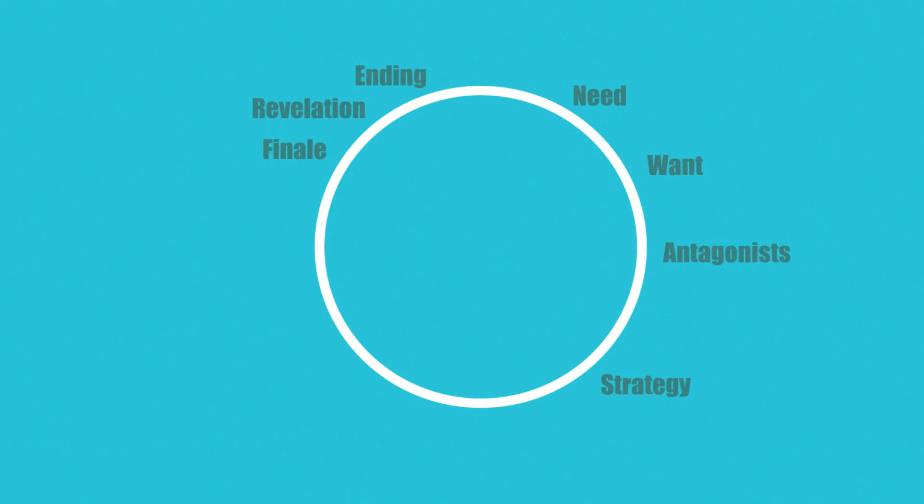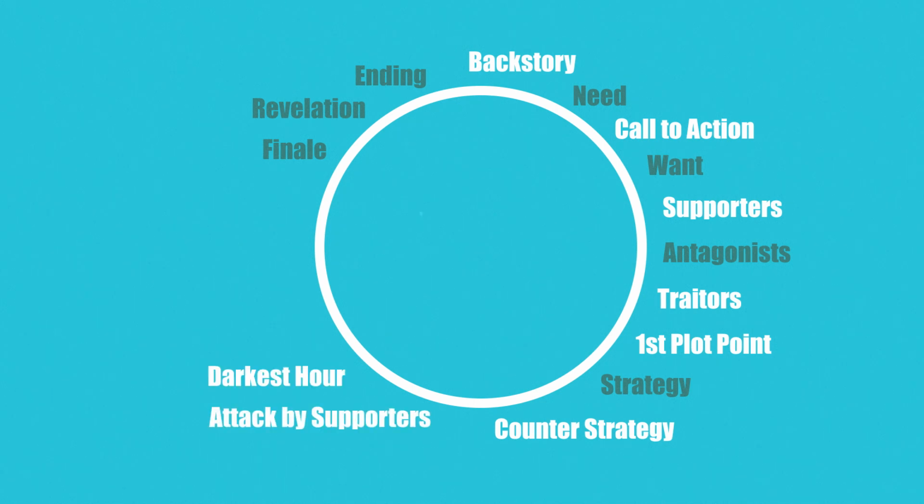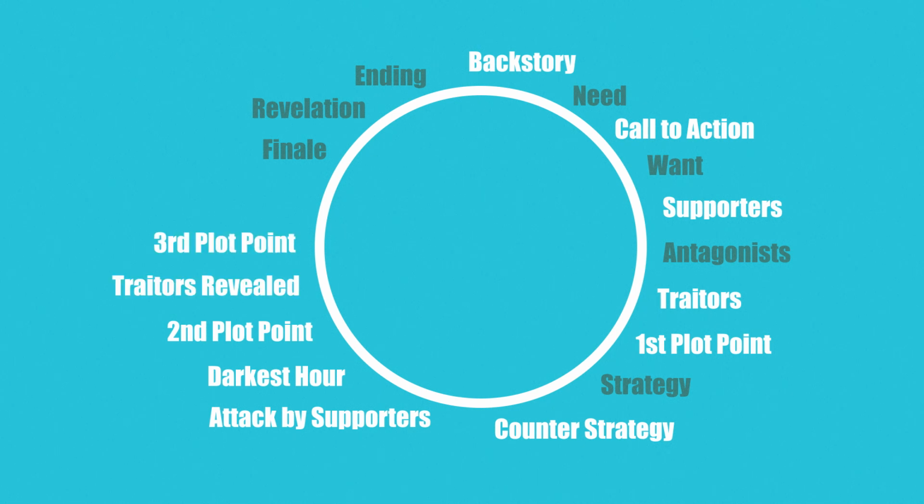I marked those that I already talked about in the other video. So you have the backstory of your story. You have the need, you have the call to action, the want, the supporters, the antagonists, the traitors, the first plot point, the strategy, the antagonist strategy, the attack by the supporters, the darkest hour, the second plot point. You have the traitors revealed, the third plot point, the confrontation with death, the finale, the revelation, and the ending.